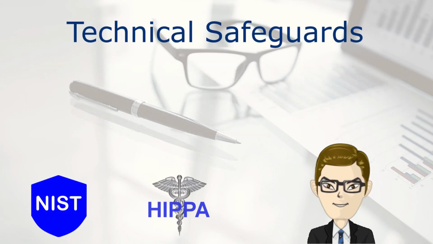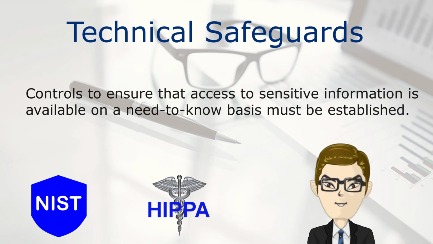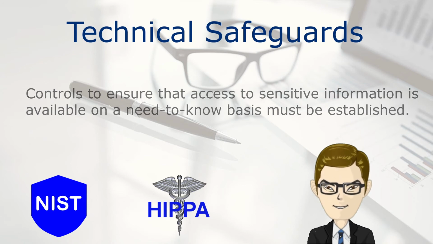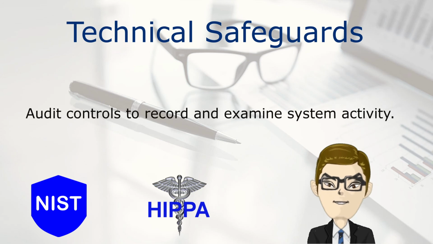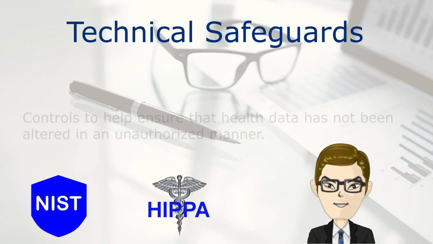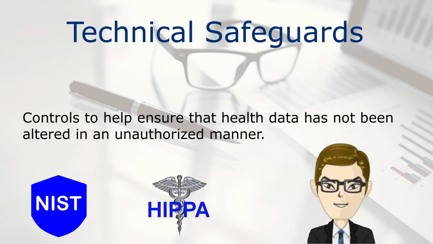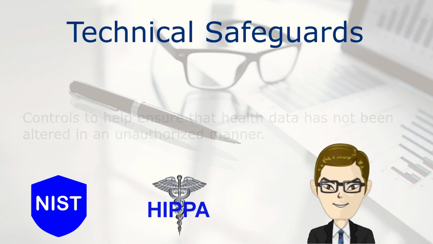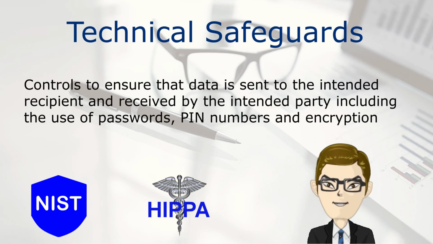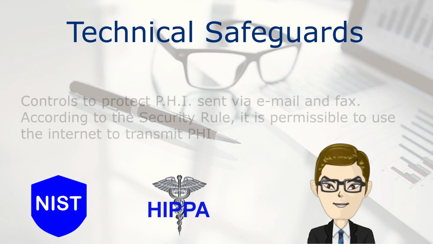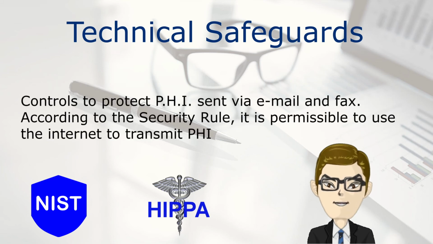Technical safeguards. The security rule requires certain technical safeguards for PHI. The following controls must be in place. 1. Controls to ensure that access to sensitive information is available on a need-to-know basis must be established. 2. Audit controls to record and examine system activity. 3. Controls to help ensure that health data has not been altered in an unauthorized manner. 4. Controls to ensure that data is sent to the intended recipient and received by the intended party, including the use of passwords, PIN numbers, and encryption. 5. Controls to protect PHI sent via email and fax.